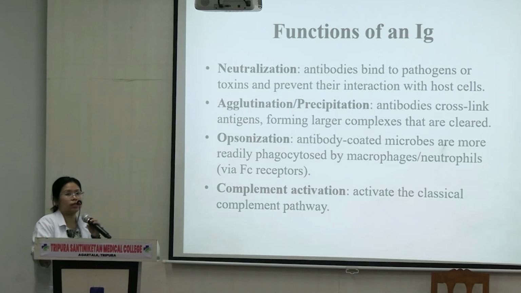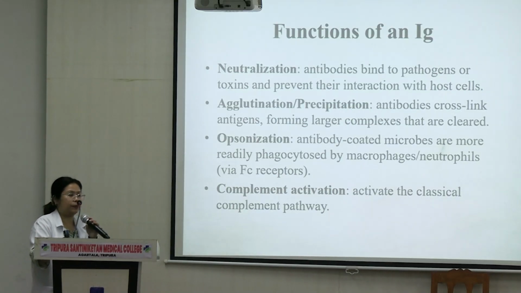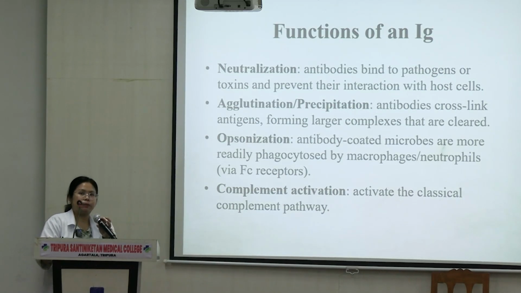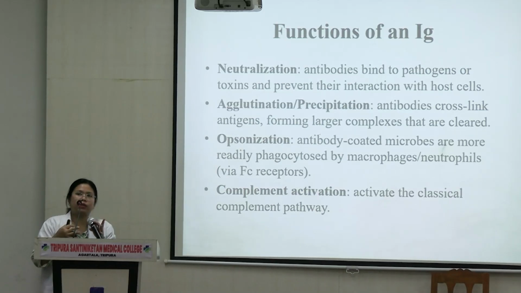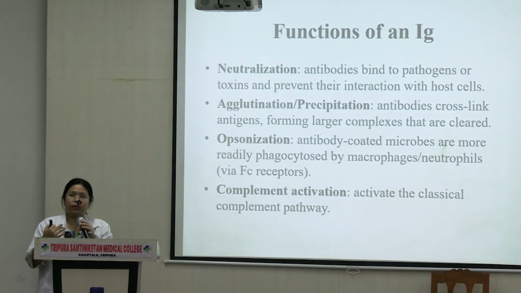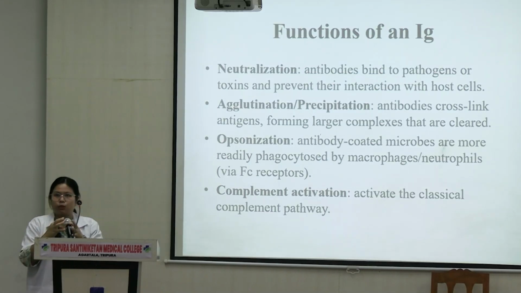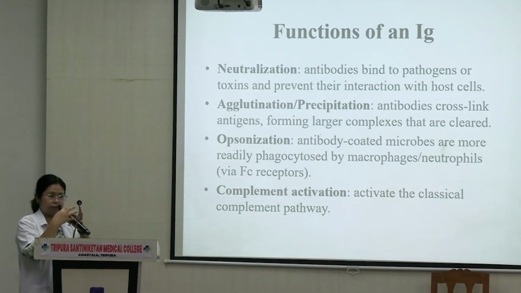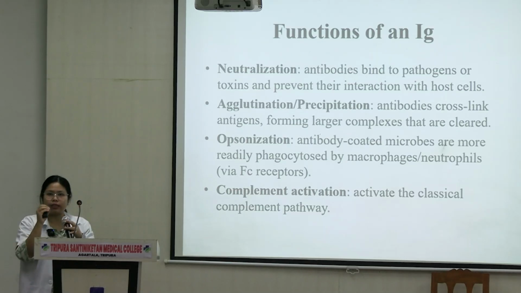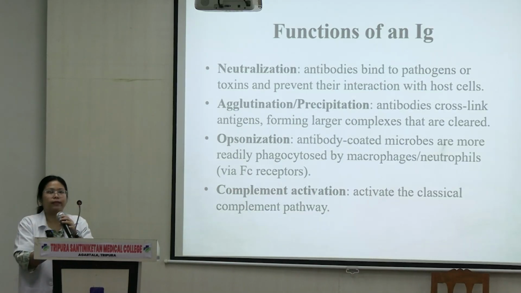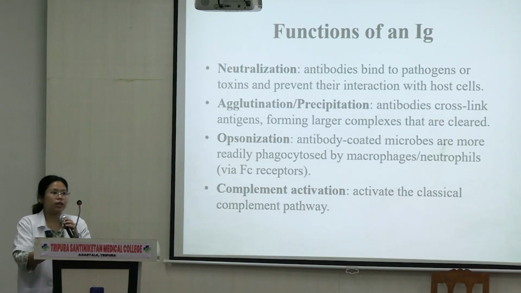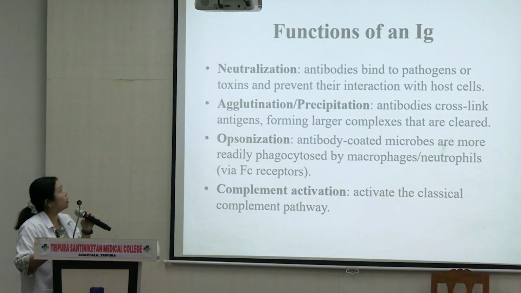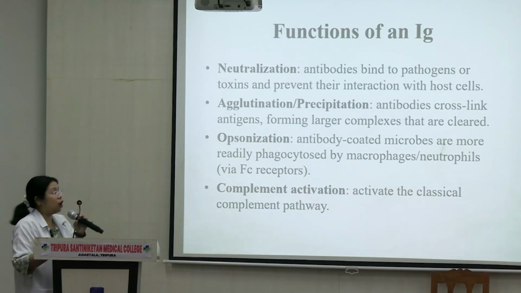Then it also causes precipitation or agglutination. Whenever an antigen enters the body, an antibody will be released for it. It will go bind to it and make complexes with it. It will join together and make different complexes, and those complexes can be eaten up by the macrophages and easily cleared off our circulation. This is another function of immunoglobulins.